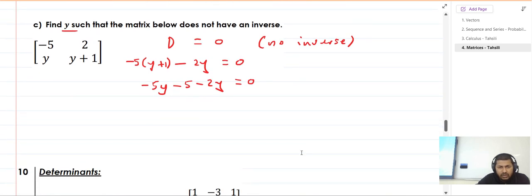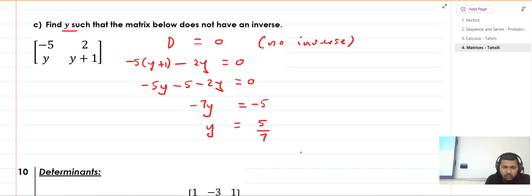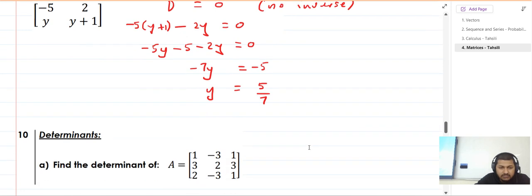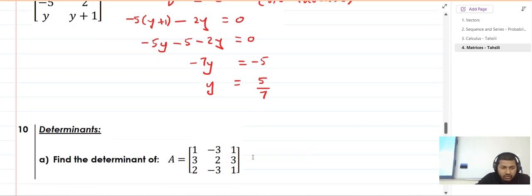Now solve for y. You got -7y is equal to -5, so take the -5 over -7, right? And then y is equal to 5 over 7. I hope you understood that, because I dropped the negatives on both sides and divided by 7 on both sides. So y is equal to 5 over 7. Moving on to the next question.